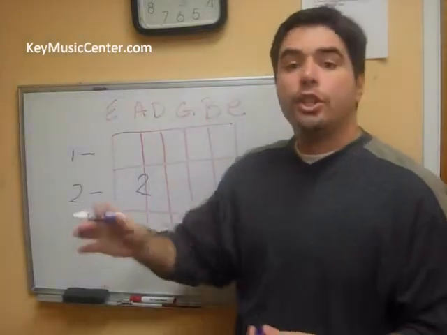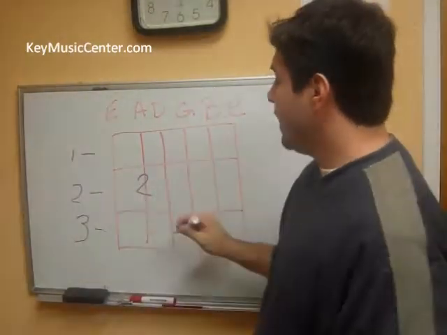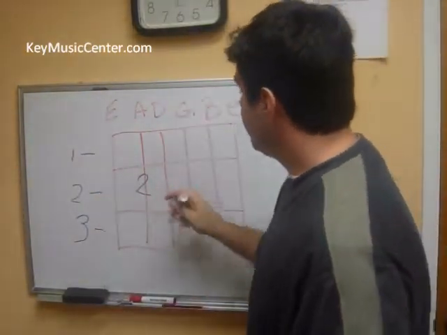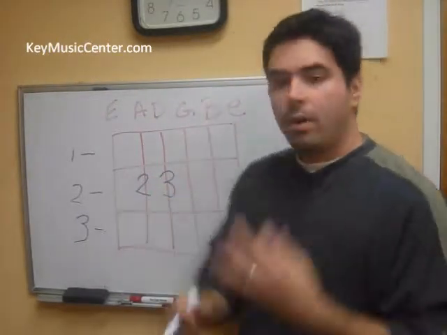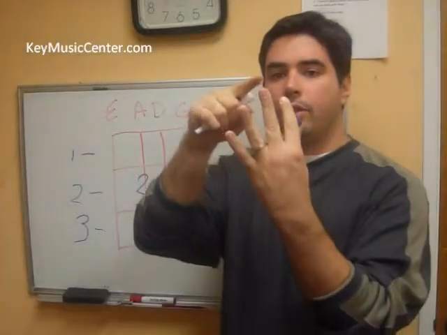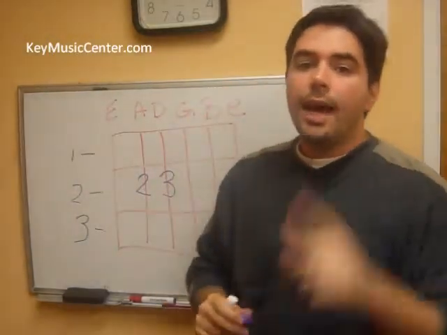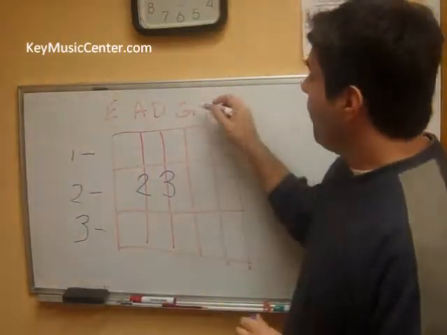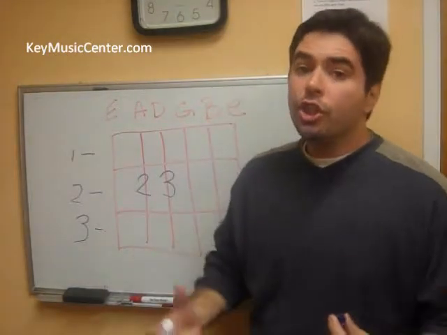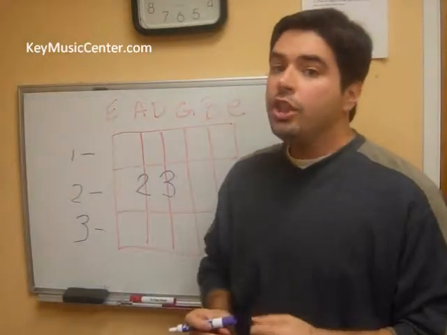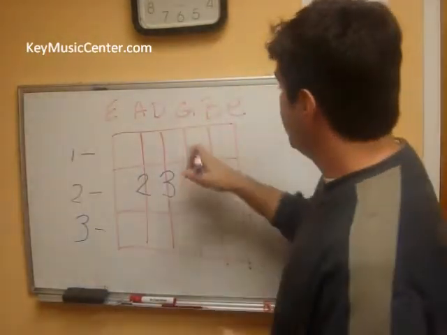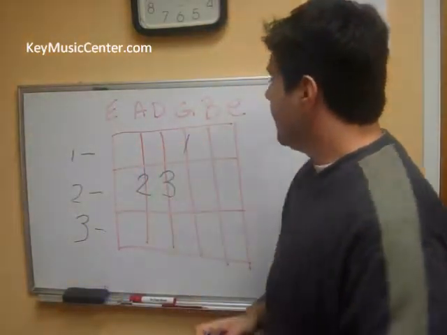Next, I want my ring finger to go on the D string, 2nd fret. So it's the same fret, just a different string. So I'm going to stay on the same fret, number 2. I'm going to go to string 3, which is my D string, and I'm going to put my ring finger on there, represented by the number 3. Again, we have 1, 2, 3, 4 fingers. So now I need my pointer finger. I want my pointer finger to be on the G string 1st fret. So that's my number 1 finger on the G string on the 1st fret. So I'm simply just going to write the number 1 right here.